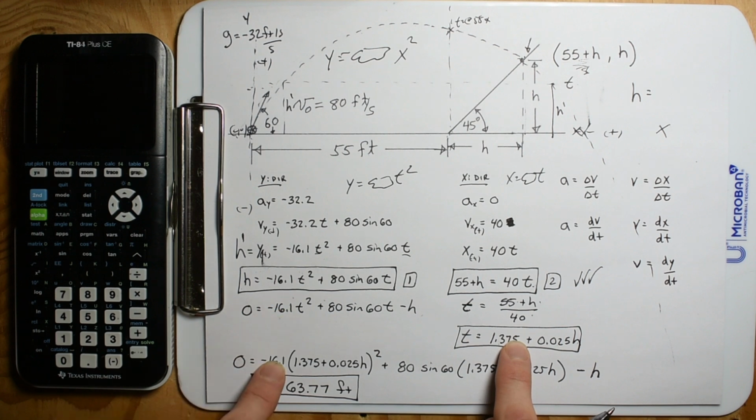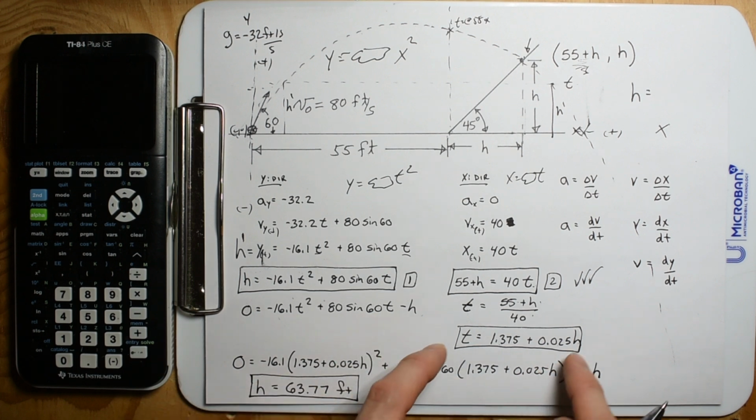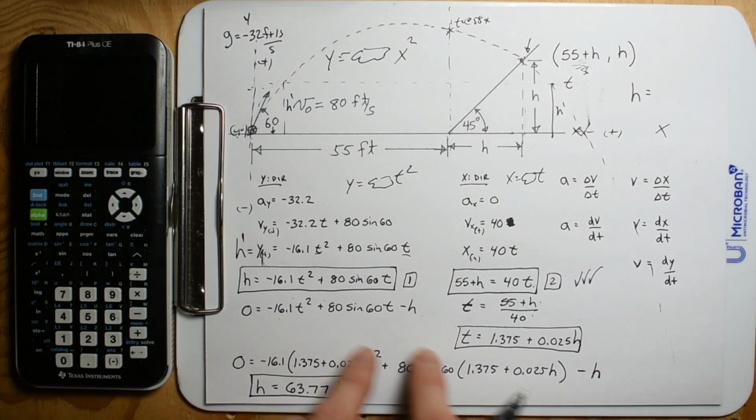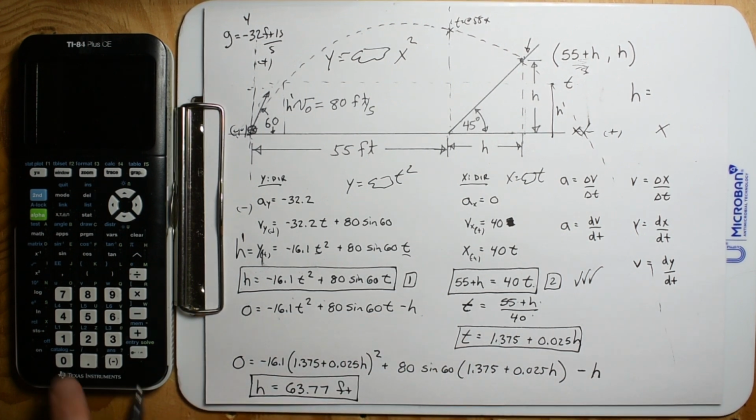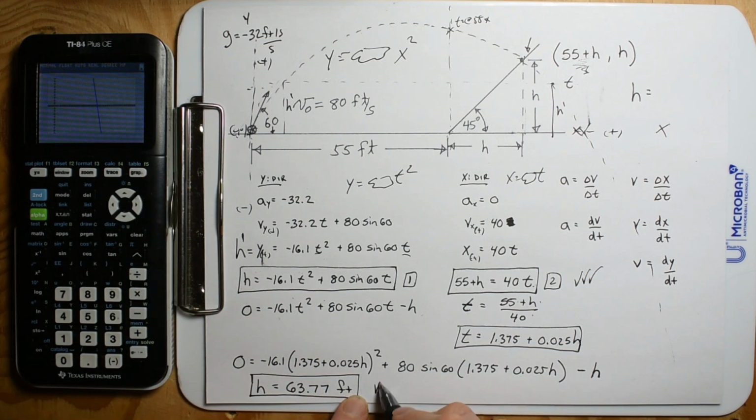And so let's throw in this value. So we have negative 16, here's my value for t, and I'm going to square it, plus 80 sine 60, here's my value for t, throw it in right there, minus h. And then all I did was graph it and then find the value of h, and hell yeah, and I'm satisfied.